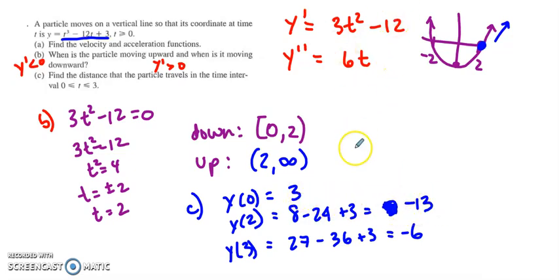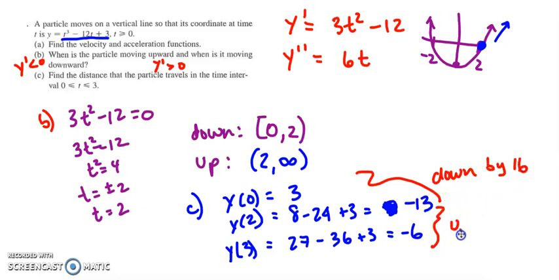This was the down motion. It went down from 3 to -13, so it went down by 16. And then the up motion went from -13 to -6, so it went up by 7. So the distance traveled by this particle is 23 in total. And they did not give us units, so we just say 23.